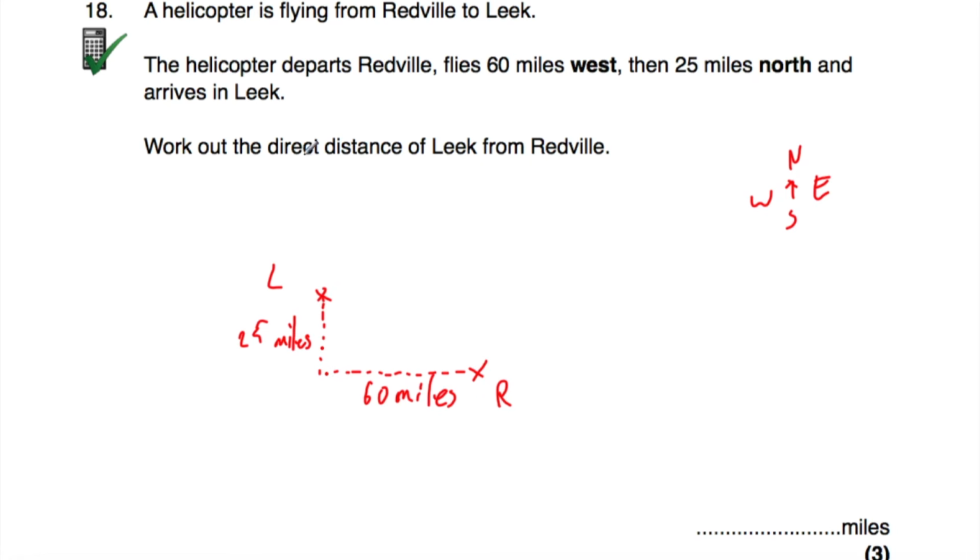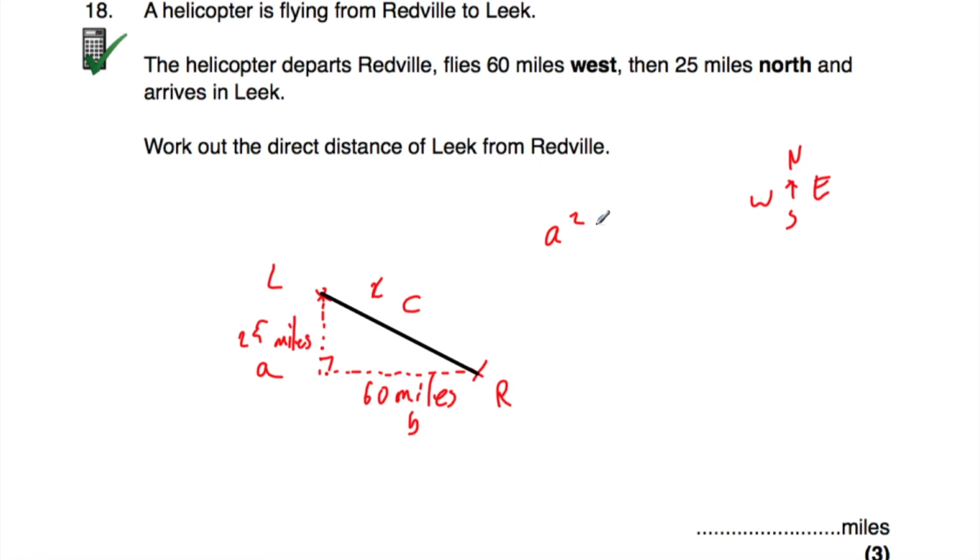And the question says, work out the direct distance of Leek from Redville. So we want to find this direct distance. Let's actually just use our ruler and pencil, and let's mark in that distance. So we want to find that direct distance from Redville to Leek. So if you'll notice, that's a right angle triangle, because if we go west and then we go north, that's going to be a right angle. And let's label our sides, A and B being the 2 shorter sides, and C being the longer side of the right angle triangle, that hypotenuse. So let's just call that X here.